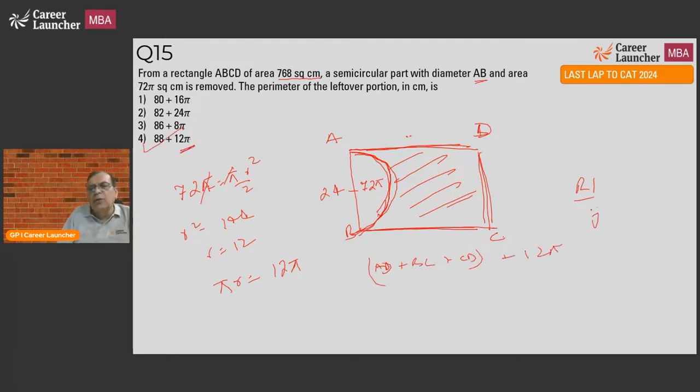This is the answer. There's a round 1 jugaad also, which means because you can see a 12 pi here, you don't have to worry about calculating the other sides also. This 24 is fine. I don't need to waste my time calculating the other side also, because I straight away know my answer has to have only 12 pi. Only one choice has 12 pi. So that has to be the answer. So this will help you save some amount of time.